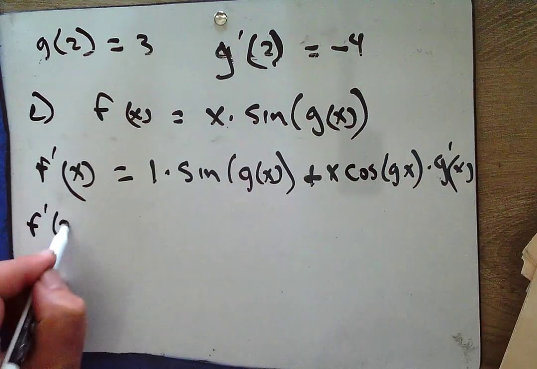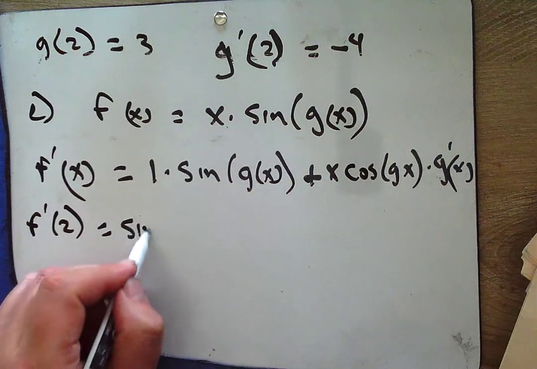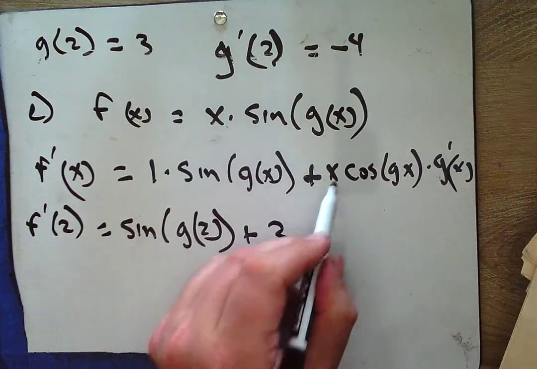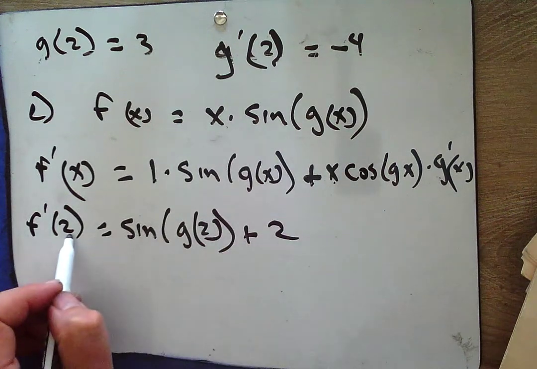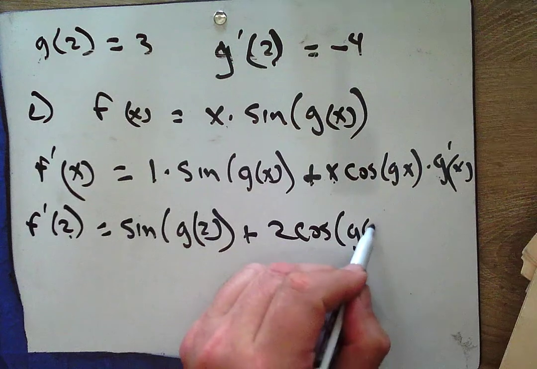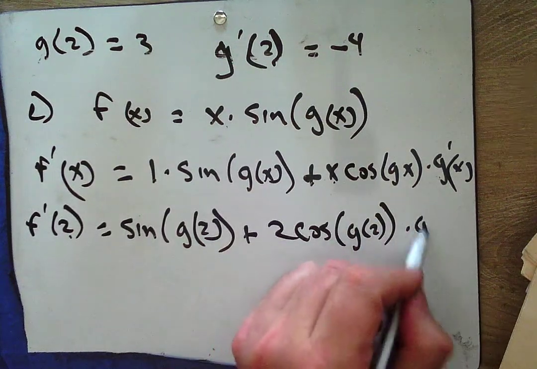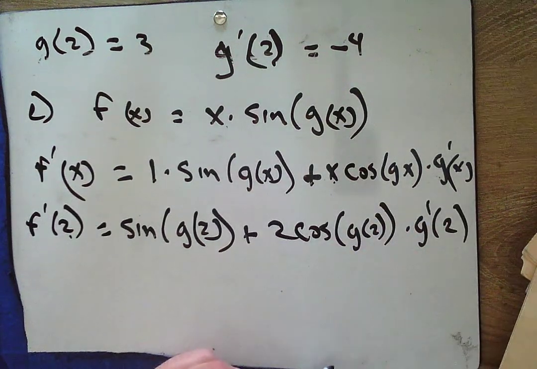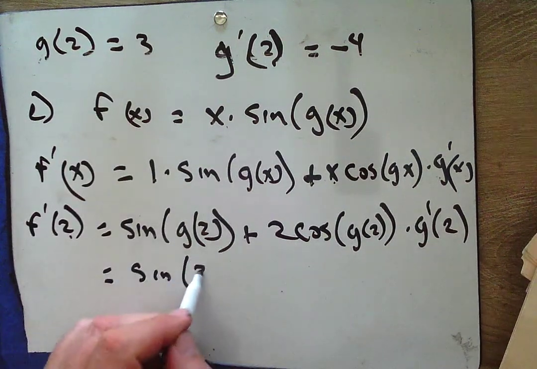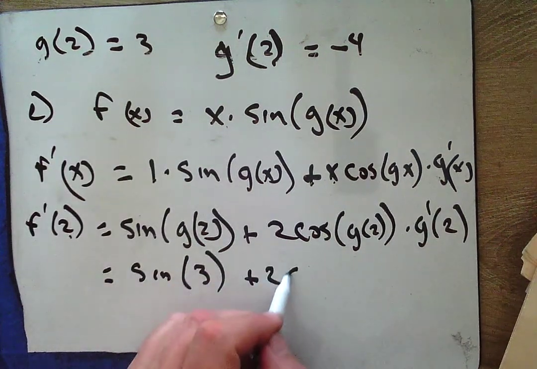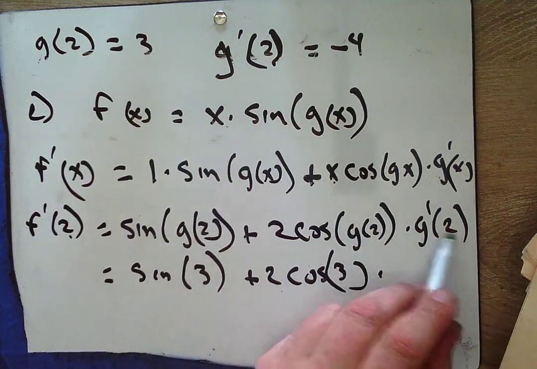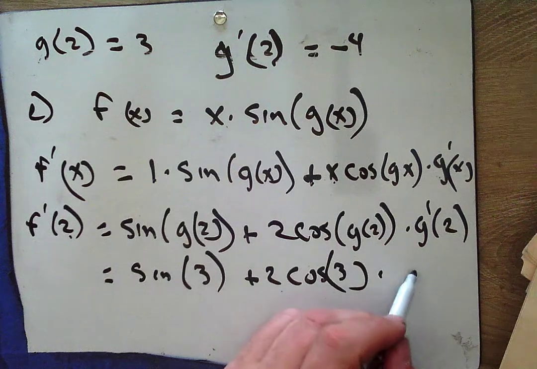F prime of 2, though, I can figure out. That's sine of g of 2 plus 2. That's an x value. That's our x value. So gotta plug a 2 in there. Cosine g of 2 times g prime of 2. Now, g of 2 is 3. And that's going to be sine of 3 plus 2 cosine of g of 2, which is still 3, times g prime of 2, which is negative 4.